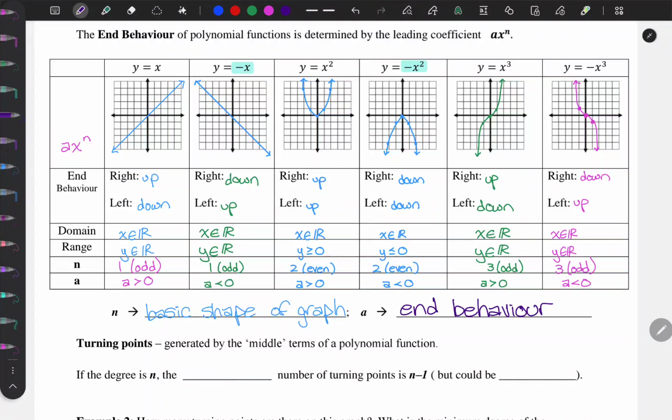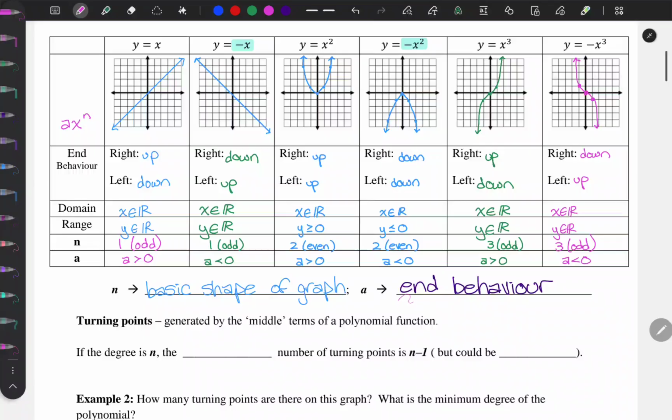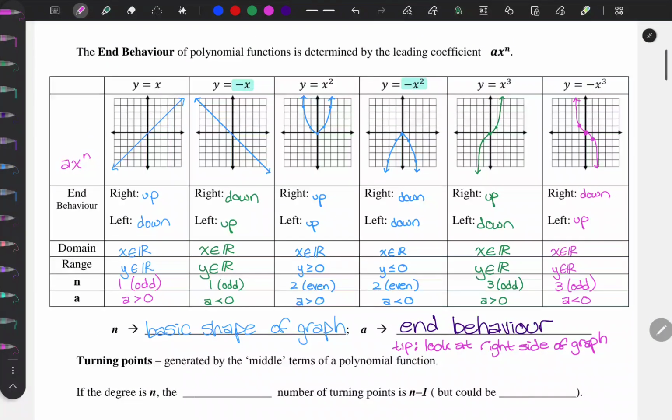The tip I usually give for this is look at the right side of the graph. I'll put that into tip: look at right side of graph. So notice that for all of our positive functions, the graph goes up to the right. When we have a negative function, the graph goes down to the right.